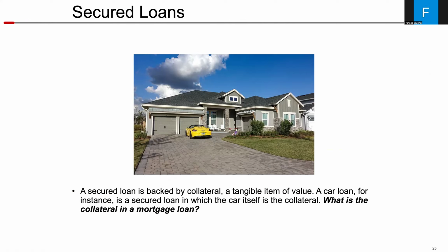So we learned in the last slide that a secured loan is backed by collateral. One example would be a car loan. In the case of a car loan, the car is the collateral, which guarantees payment or exchanges the asset for lack of payment. In the case of a mortgage, the home is the collateral.